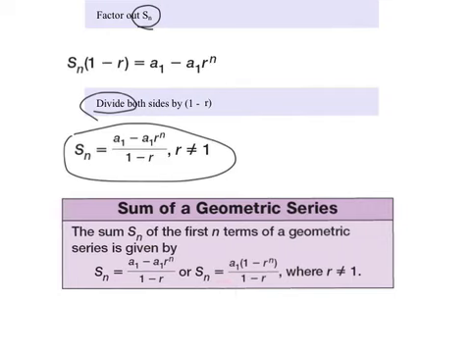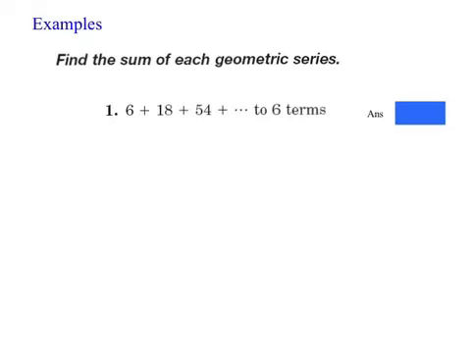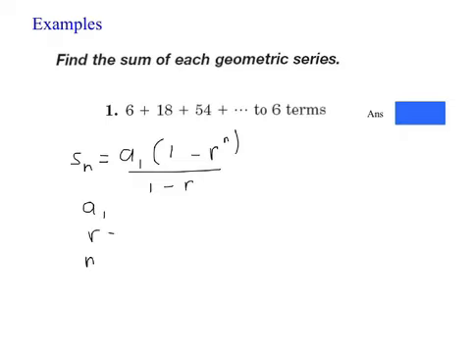Alright, let's see if we can use this now. Before beginning, let's write down the formula. S sub n is equal to a sub 1, and I'm going to choose to use the second formula, so a sub 1 times 1 minus r to the n all over 1 minus r. What do I need? I need a sub 1, I need r, and I need n. So let's go up to the series and see what I have.